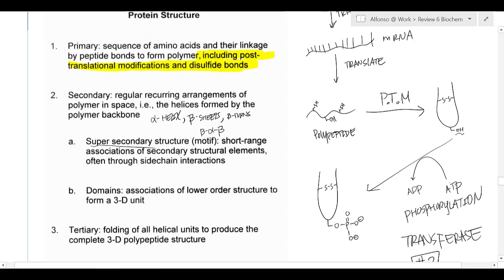So basically, supersecondary structures are made out of what? Alpha helices and beta sheets, but another way to think about it is that supersecondary structures are made out of just secondary structures. Does that make sense? Are there any questions about that? Okay.